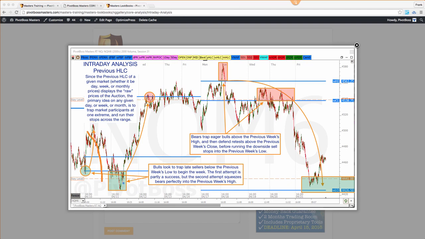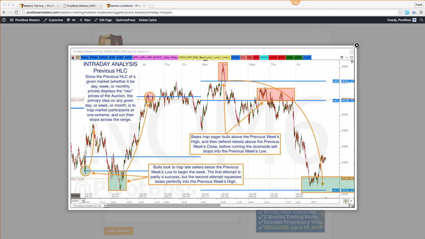And then price comes back down, and now it's trying to hold below the previous week's low again, and again fails. This time, bulls were able to successfully squeeze those bears into the previous week's high. So that's pretty much the move.